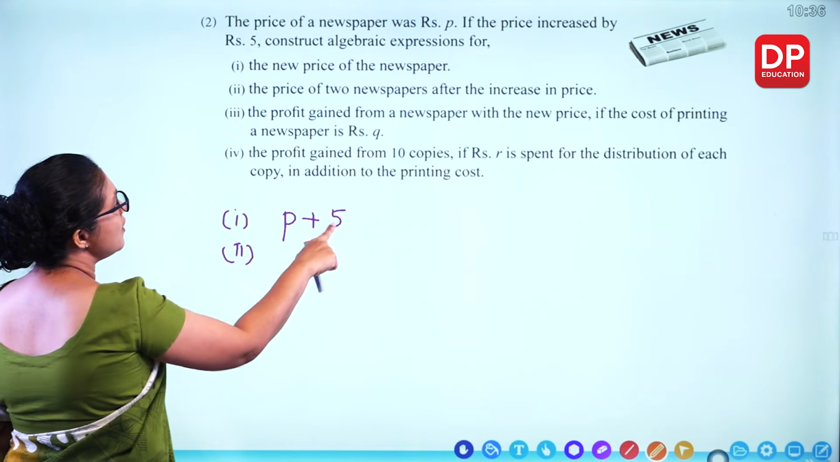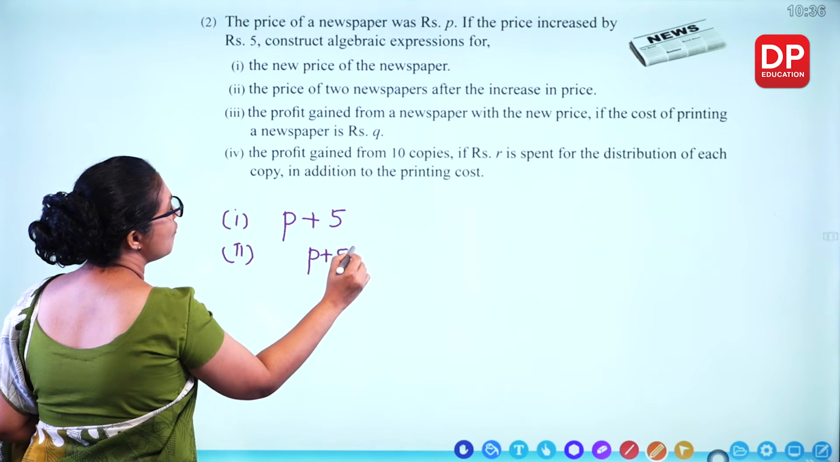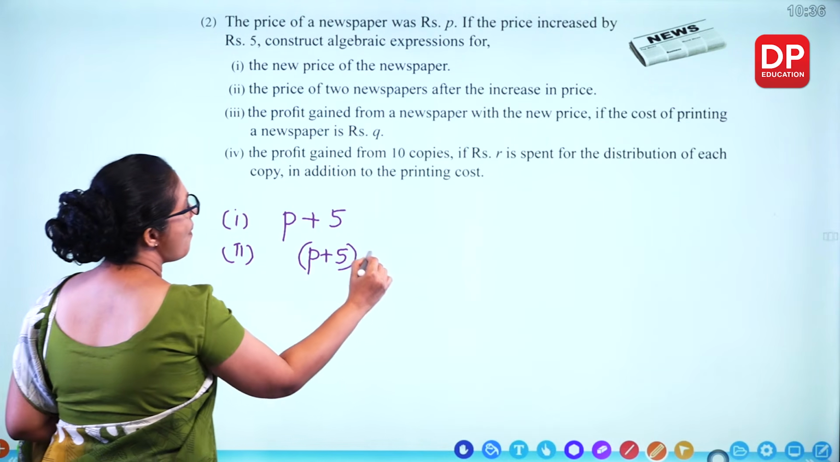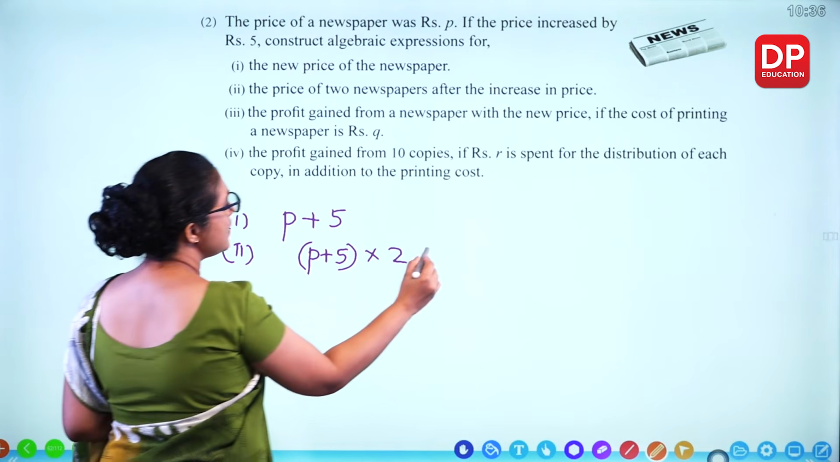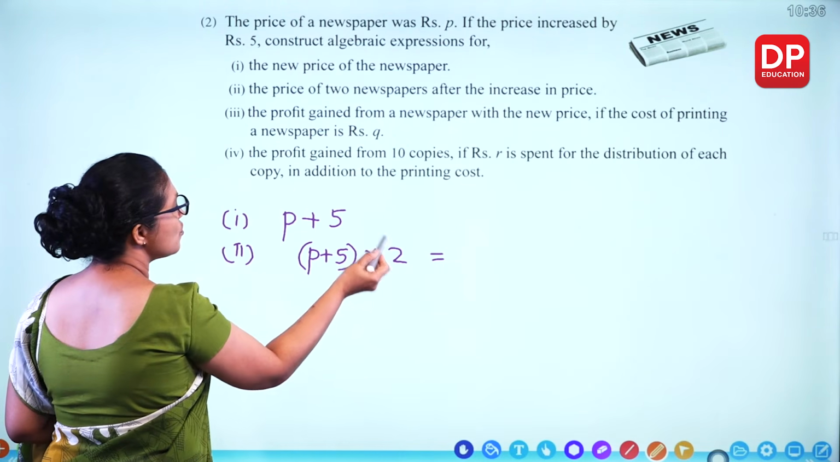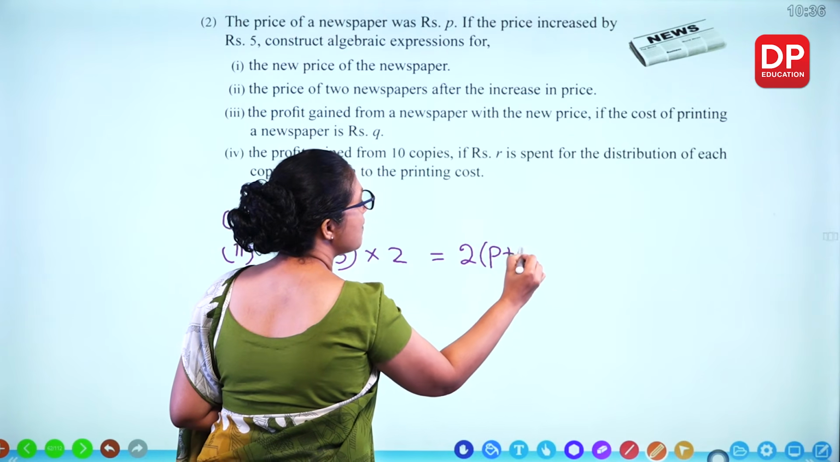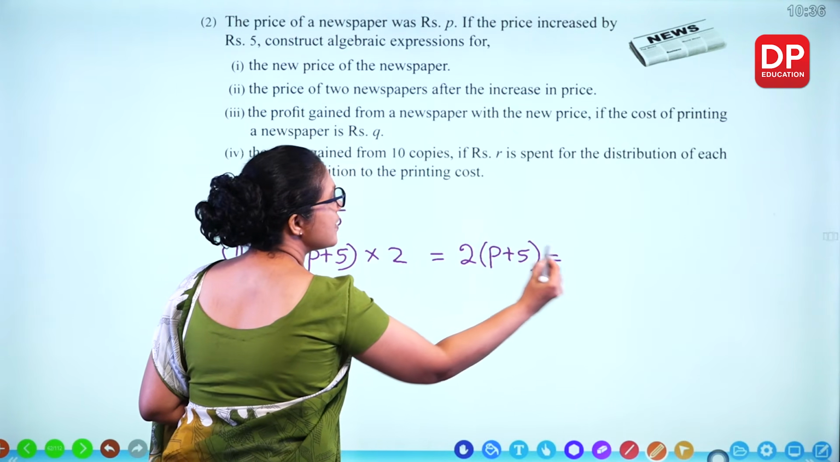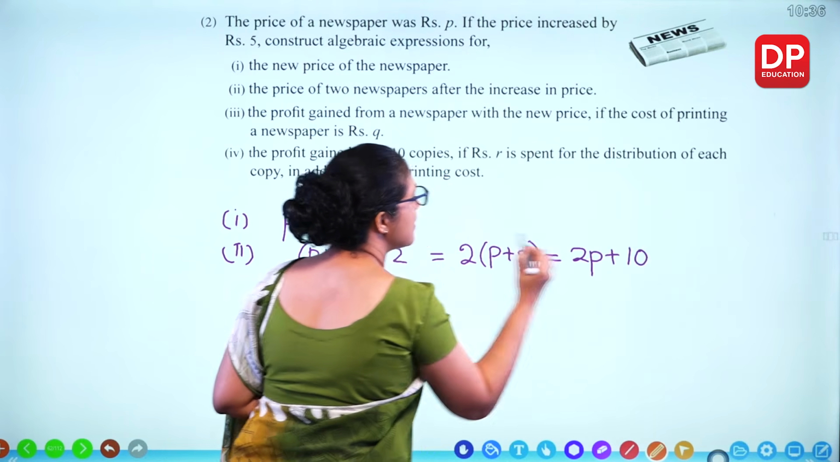So what's the value after increase? P plus 5. And for 2 newspapers, you have to multiply by 2. So we'll simplify this. 2 times P plus 5. You can expand and simplify. 2P plus 10.